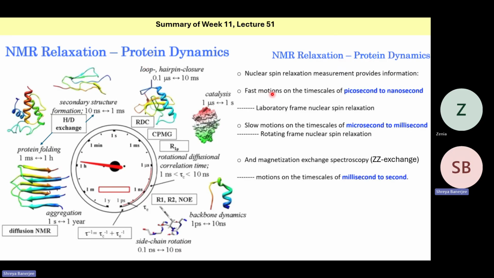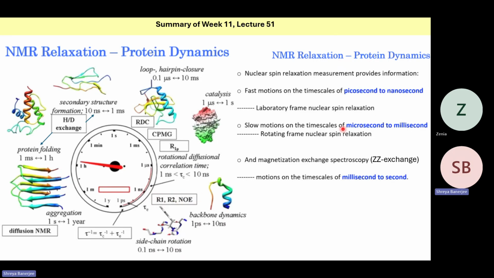The fast motions in the picosecond to nanosecond time scale can be obtained from different experiments, like R1, R2 relaxation methods and NOE experiments. These fast motions include backbone dynamics, which occur in the picosecond to nanosecond time scale, or rotation of a side chain, which occurs again within the picosecond time scale. These can be detected using different NMR experiments like relaxation experiments or NOE experiments.